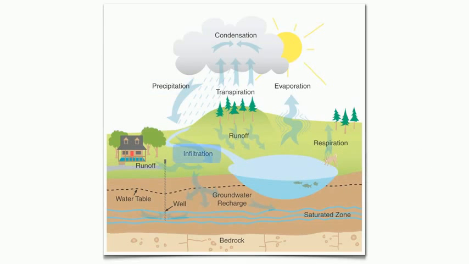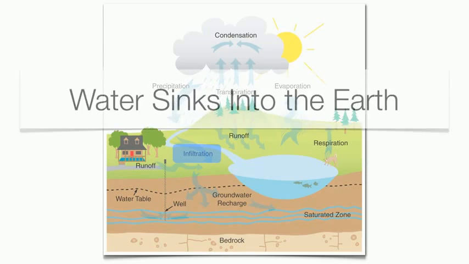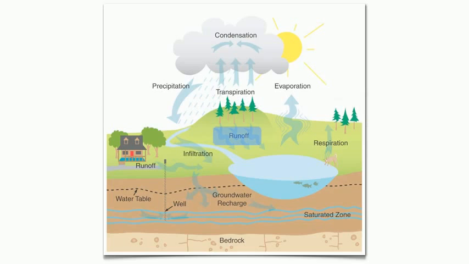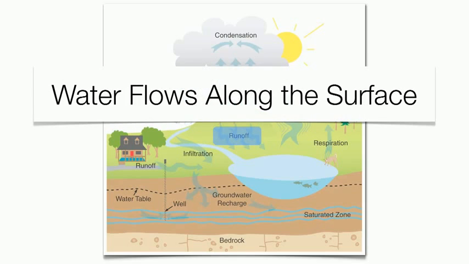Once that water falls to the surface, it can do one of two things. It can either infiltrate, which means it's going to sink into the earth, or that water is going to travel as runoff. It's going to travel along the surface. Now, there is a distinct difference between infiltration and runoff. Let me show you the differences.